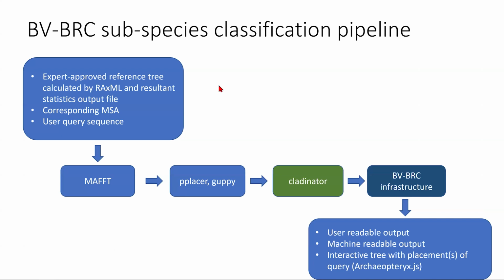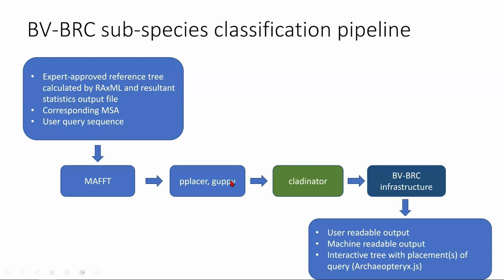And just one more time, that's how our pipeline works. We have a hopefully expert-approved reference tree, which has to be calculated by RAxML, and also the corresponding multiple sequence alignment. It produces a statistics file. Then we have the user query sequence, and we use MOST to align the query sequence to the reference multiple sequence alignment. And then we use the pplacer program, which is in the reading material if you want to learn more about it.